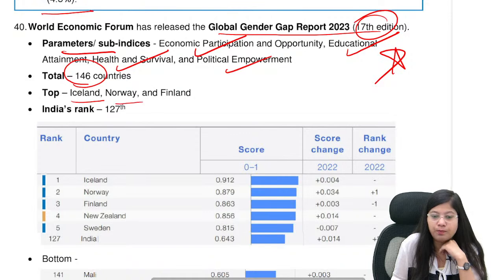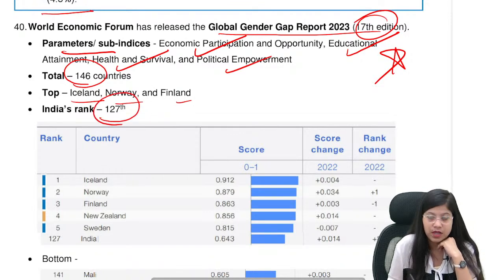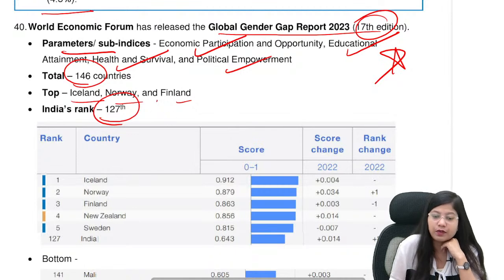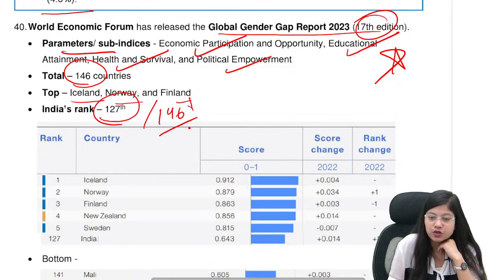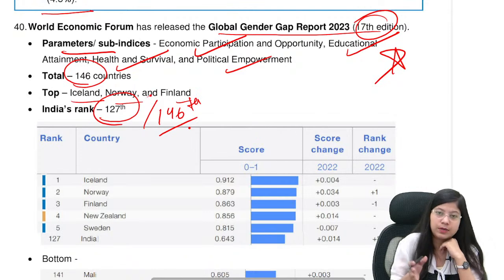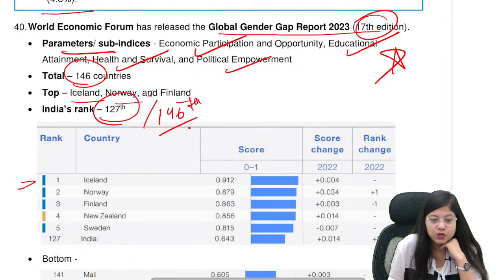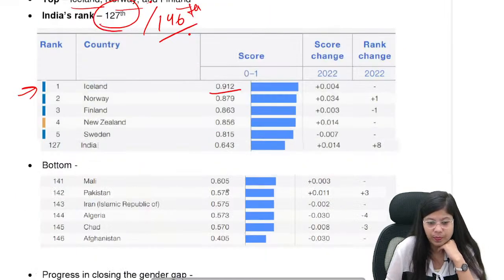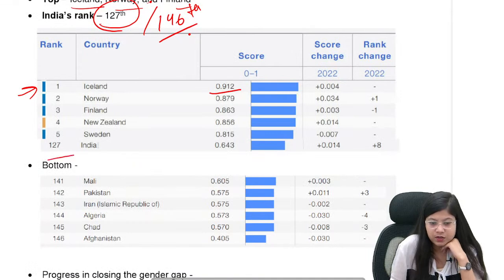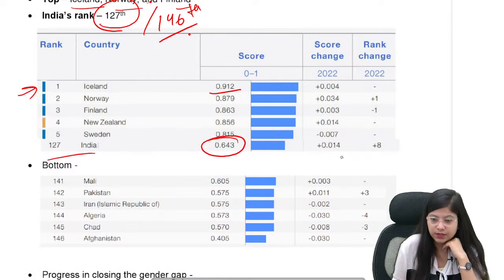Iceland is at the top. Norway and Finland are second and third. India's position is 127 in this ranking out of the 146 countries, so we are approximately 20 places from the bottom. Okay, so Iceland is at the top. The score of Iceland is 0.912. India's score is 0.643. Do remember this.